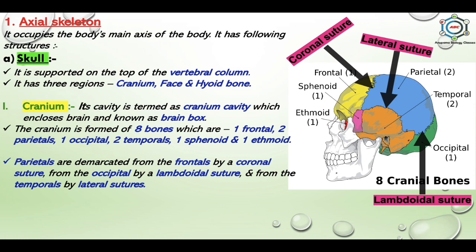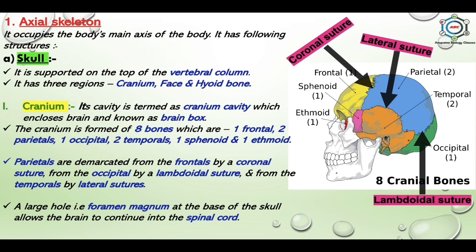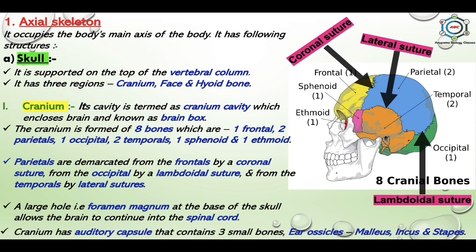So here a question is, what is the role of sutures? Sutures help to dissipate the shock of a blow to the head. A large hole, that is foramen magnum, at the base of the skull allows the brain to continue into the spinal cord, which is located in the backbone. And the cranium has an auditory capsule that contains 3 small bones, known as ear ossicles. These 3 small bones are the malleus, which is present in the outer region, after that the incus, which is present in the middle, and the last one, the stapes, which is present in the inner region. And all these 3 bones help in the process of hearing.